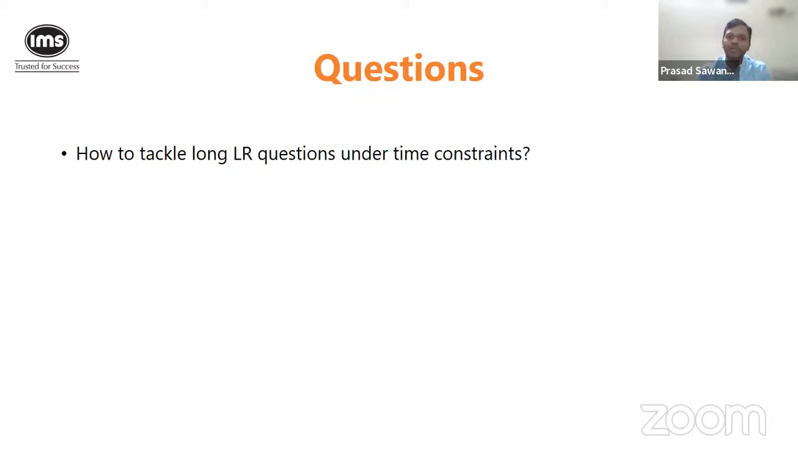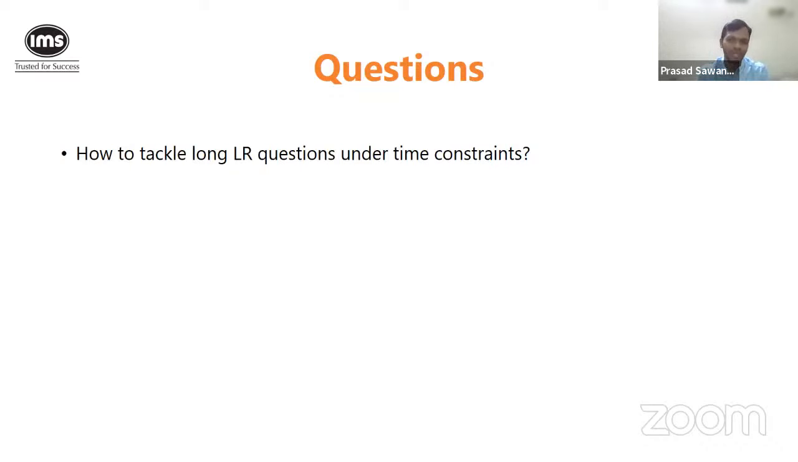So the first question that I'm going to be talking about is how do you tackle long LR questions under time constraints, right? In fact, on the Cracking CET blog that we have, I recently received a question from a student: I know that I will be able to solve a particular LR set, but I know that it is going to be time consuming. So how do I decide whether I should stick around or move on to the next question? So typically, when you look at LR sets, right?